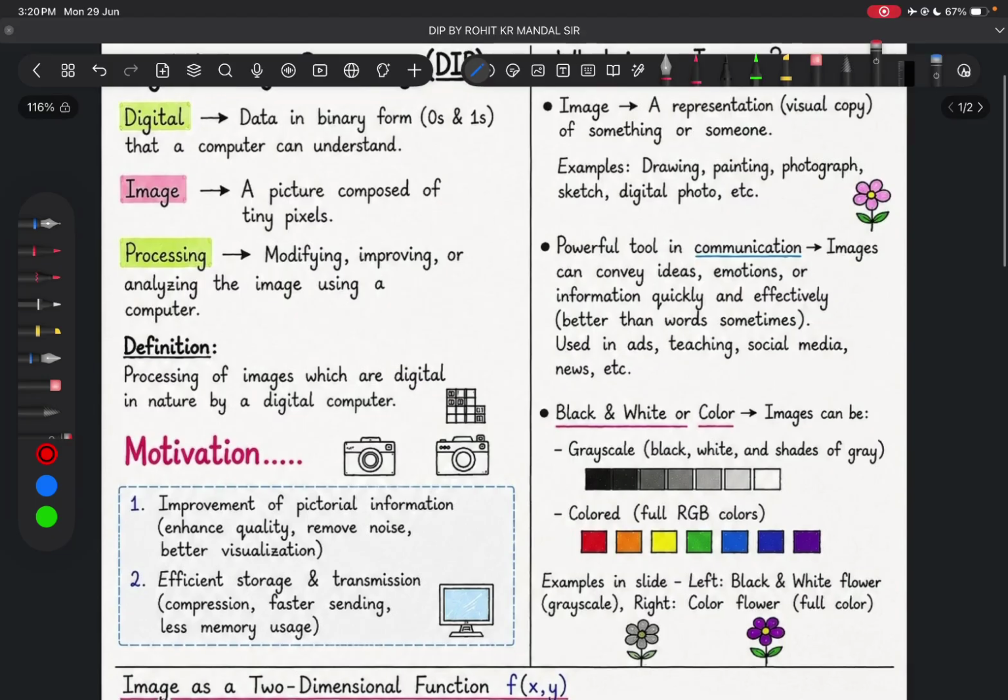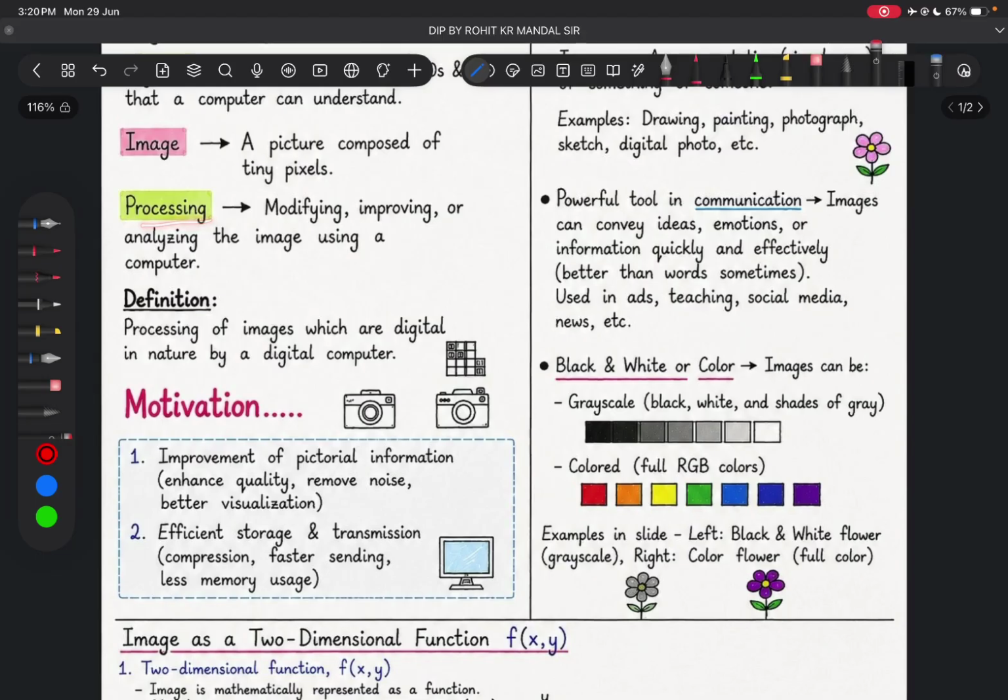Now, next, processing. What do you mean by processing? Processing means modifying, improving, or analyzing the image using a computer. For example, increasing the image brightness, removing noise from an image, sharpening a blurred photo, detecting objects in an image. All these operations are examples of image processing.